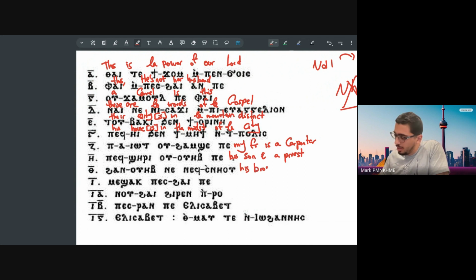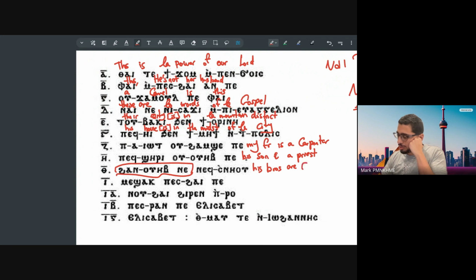So his brothers, and because we have this coming together, this is like one package. So it can be, they are priests, his brothers. So his brothers are priests. That's it. But if it was ni, then another way you can say is like, some priests are his brothers. So it can work both ways, but it's likely to make sense as what you said. His brothers are some priests.